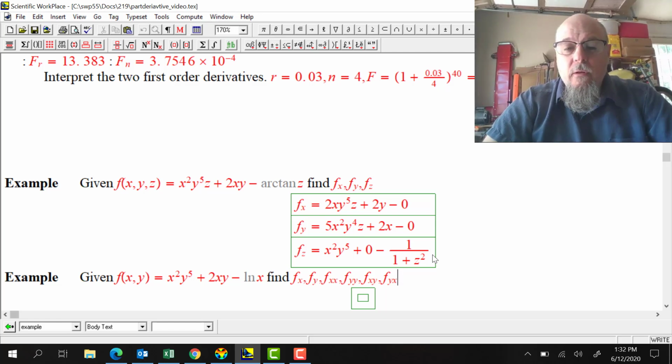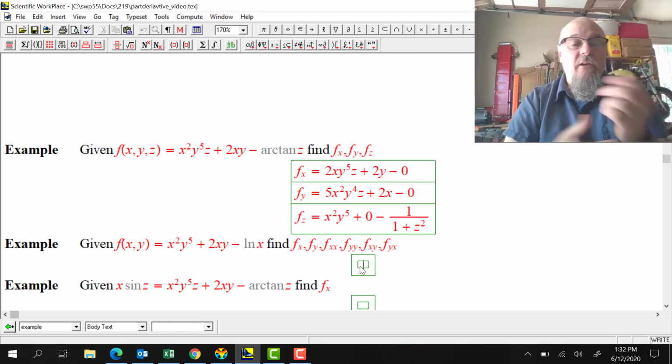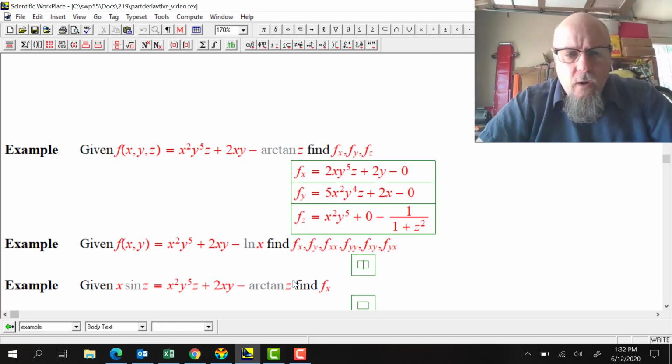This next example has our second derivatives in it, finally. We haven't done any second derivatives here. So let's get all these derivatives here.